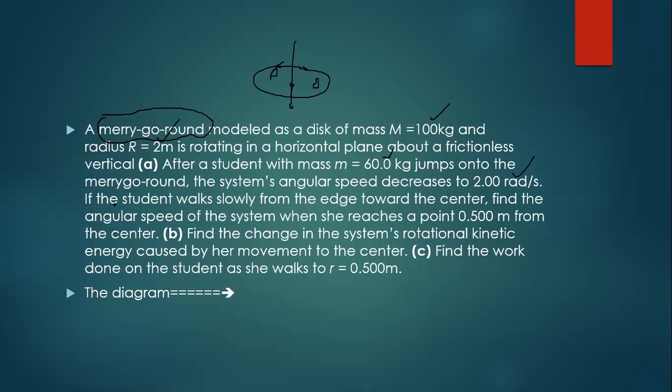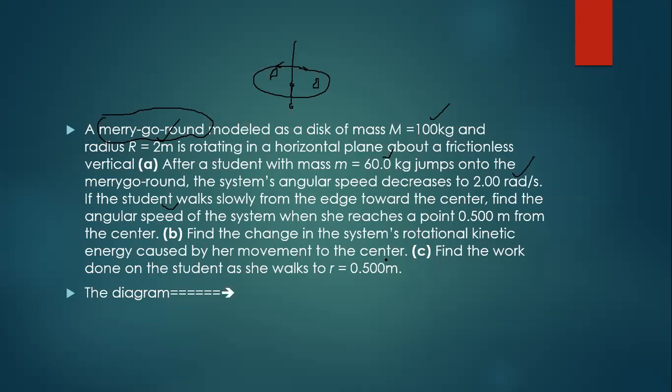They are telling us that if the student walks slowly from the edge towards the center, find the angular speed of the system when she reaches the point 0.5 meters from the center. All right, so they're telling us to find the angular speed at that point. And then they're also asking us to find the change in the system's rotational kinetic energy caused by her movement to the center.